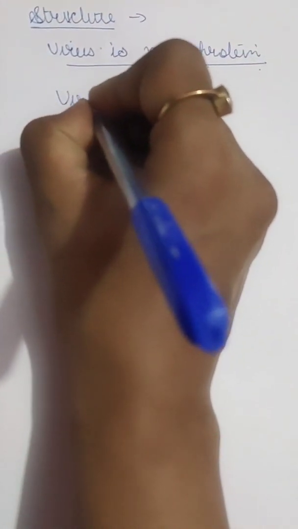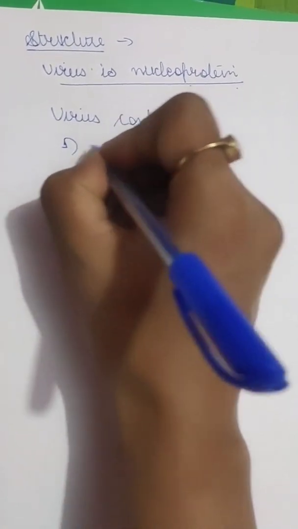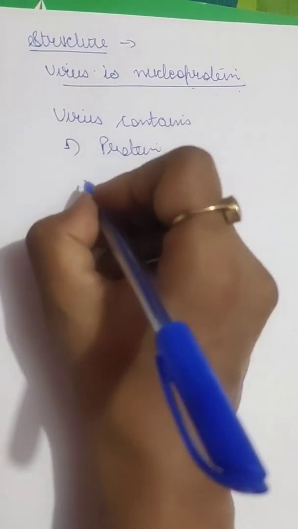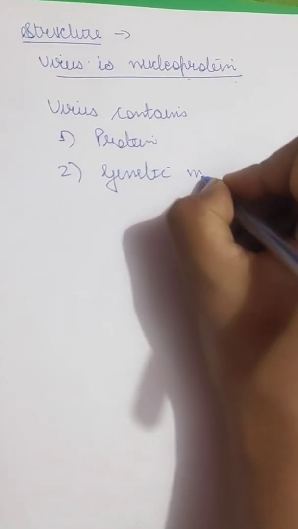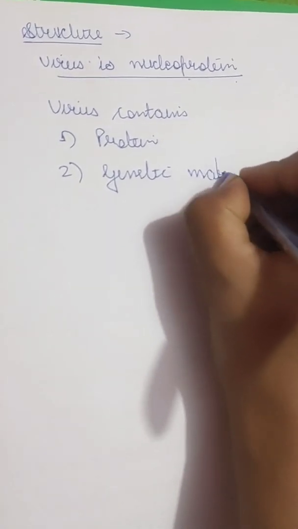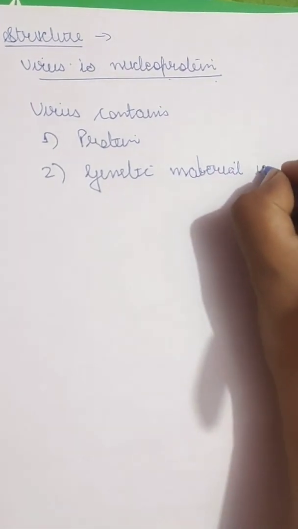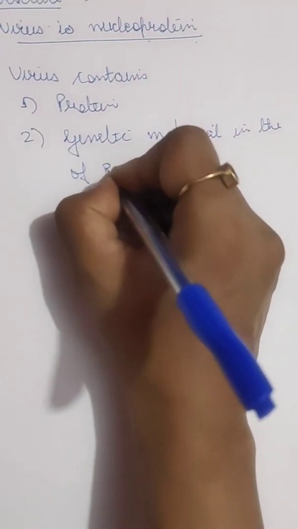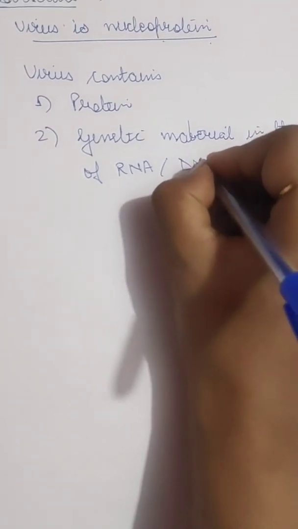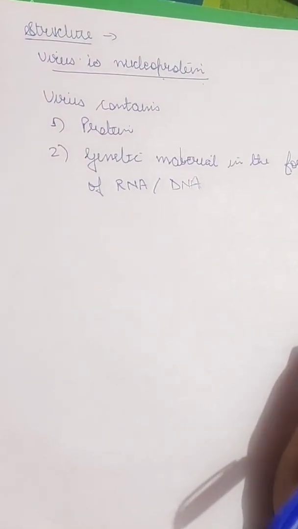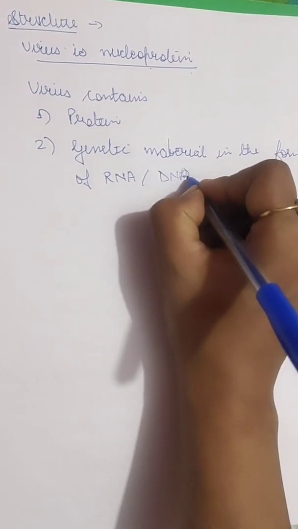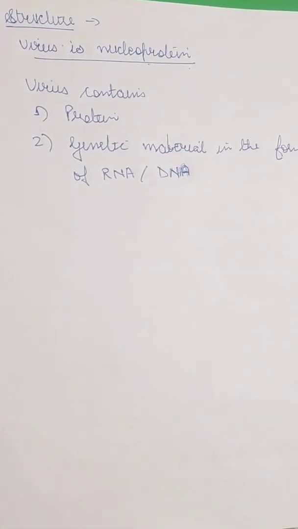So virus contains, number one, protein, and they also contain a genetic material in the form of DNA or RNA. Most of the time it's just RNA, but sometimes it can be DNA as well. DNA and RNA are all nucleoproteins. So virus contains the protein and genetic material.